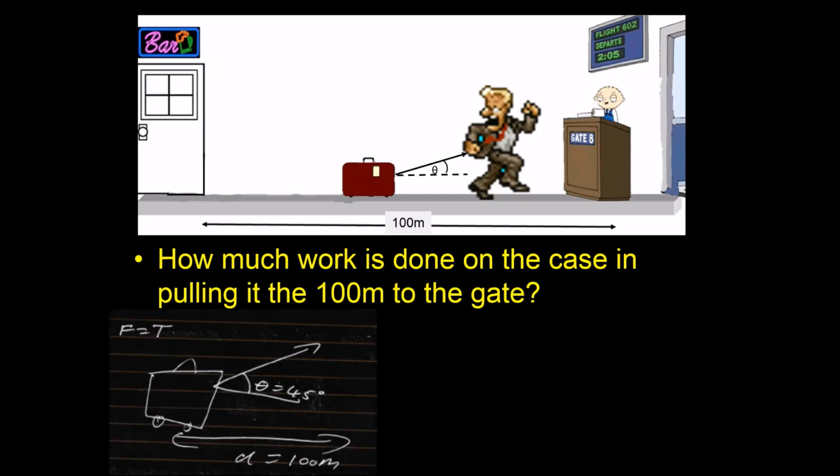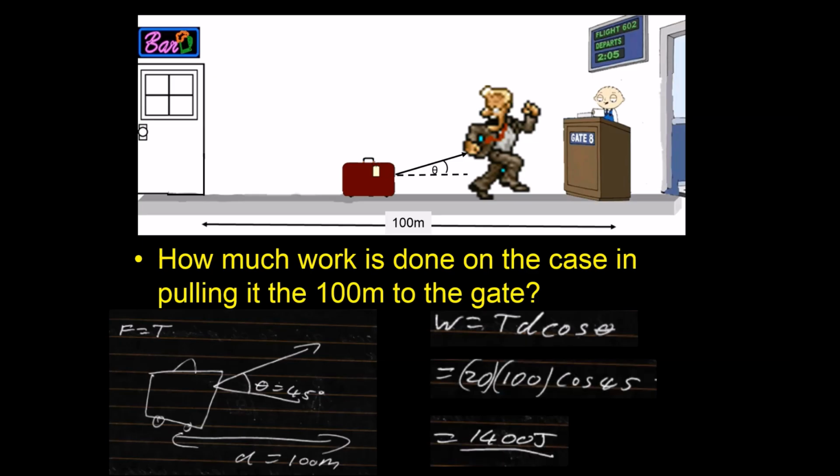Well, our force is the tension in the strap. It's at 45 degrees and he's going 100 meters. The work done will be the tension times the displacement times the cosine of theta. Work is equal to Td cos theta. Substituting in, our force of 20 newtons times 100 meters times the cosine of 45 gives us about 1400 joules of energy.